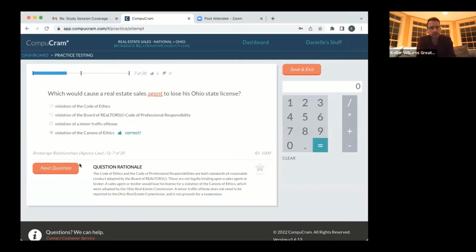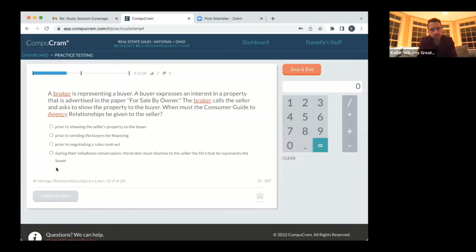The Code of Ethics is a code of professional responsibilities, the standards of reasonable conduct adopted by the Board of Realtors. These are not legally binding upon a sales agent or broker. A sales agent or broker who loses his license for a violation of the canons of ethics, which were adopted by the Ohio Real Estate Commission. A minor traffic offense does not need to be reported to the Ohio Real Estate Commission and is not grounds for a suspension. All right, moving on.